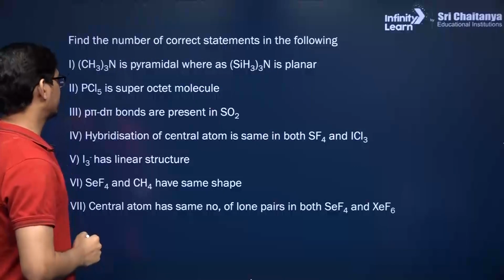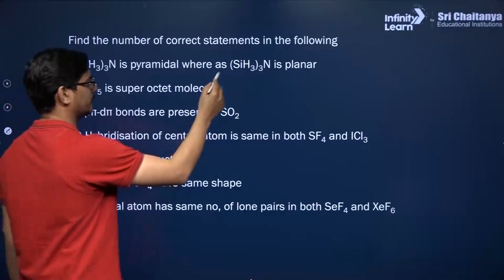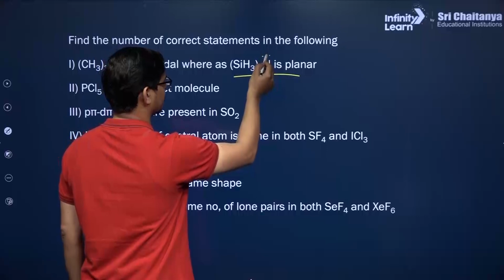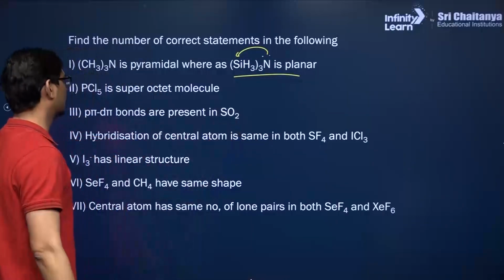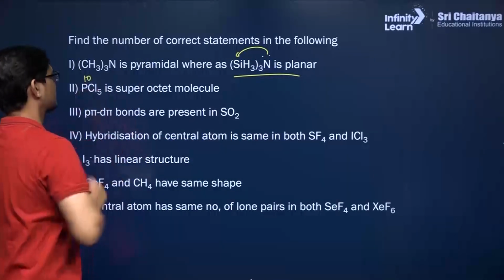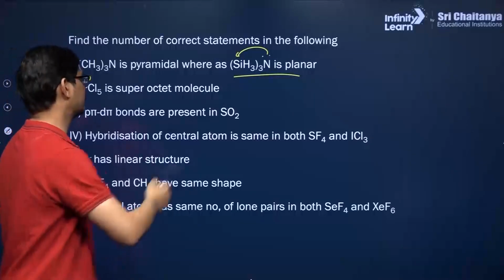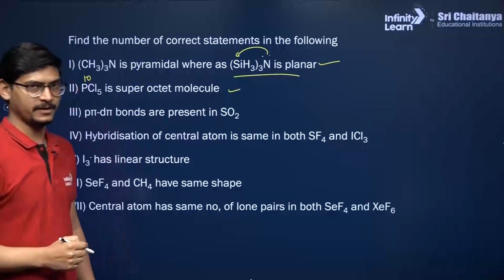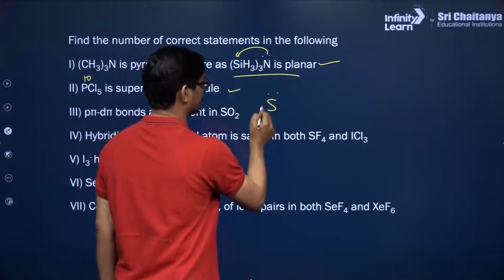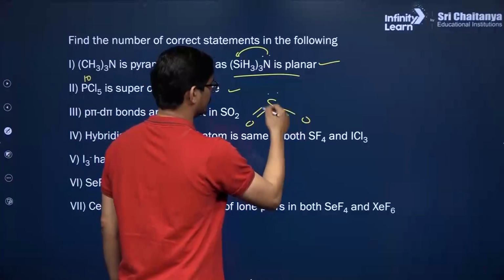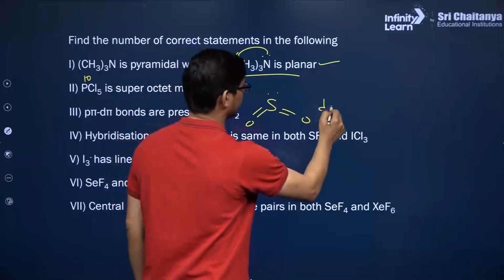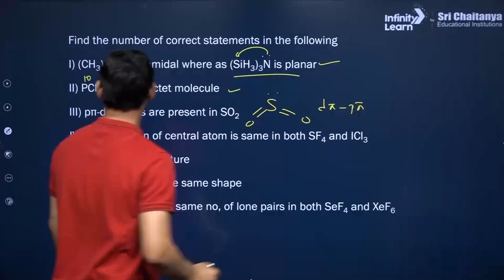Find the number of correct statements in this. Yes, because of the p pi back bonding, this becomes planar, right? Nitrogen donates its electron pair into the vacant d orbital of silicon. PCl5 has 10 valence electrons on phosphorus, which is greater than 8, so it is a superoctet molecule. P pi d pi bonds are present in sulfur dioxide. Yes, because its hybridization is sp2, so there is only one p orbital available for pi bond, so the second bond is d pi p pi bond, right?